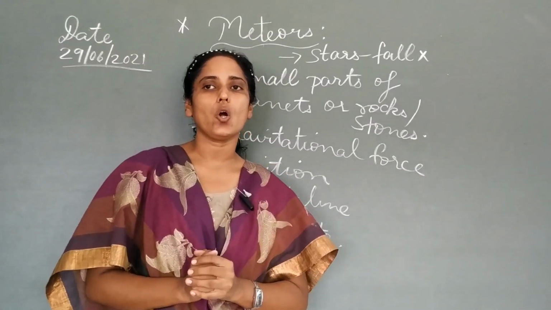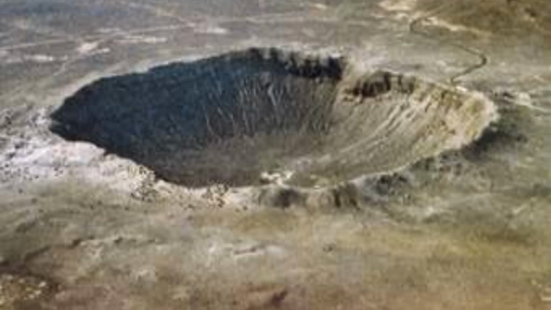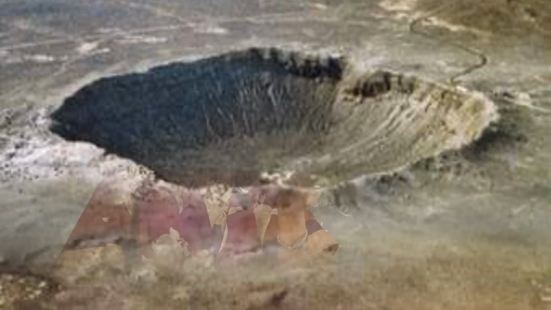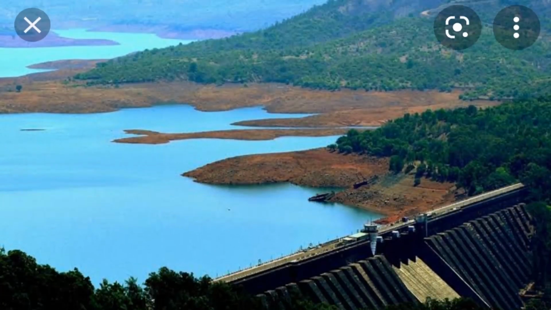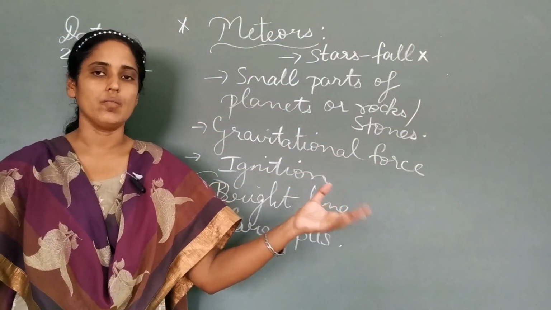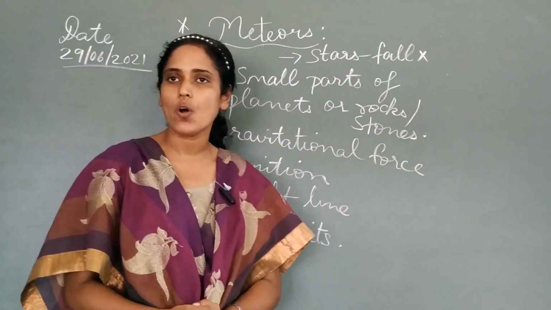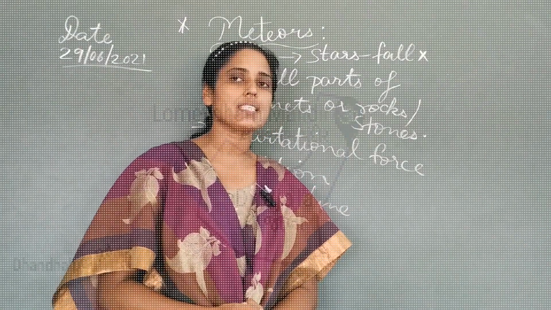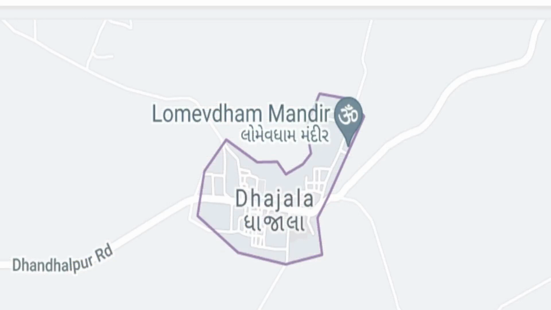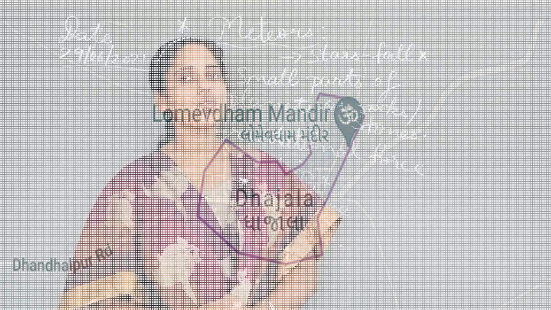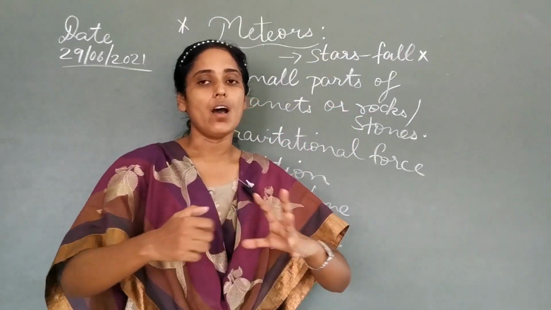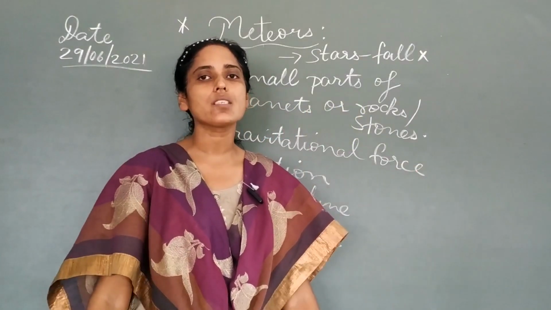The Koyana Lake of Maharashtra was formed due to this meteor falling. That is, it was not ignited. It was forming a large pit type structure. Due to this, Koyana Lake of Maharashtra was formed. The second example is given in the textbook. In Saurashtra near Dhajala, a meteorite weighing 40 kg fell and a large open pit was formed in that area.